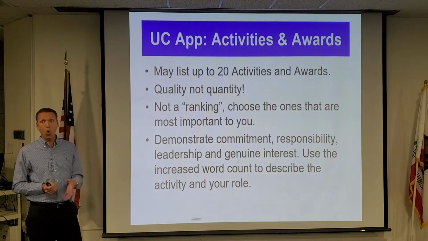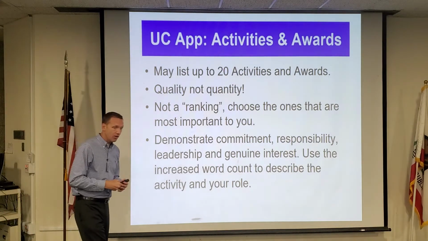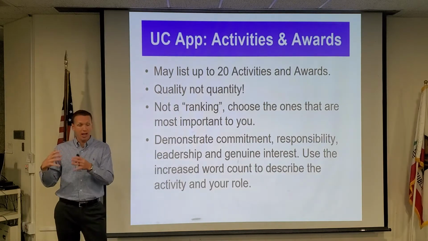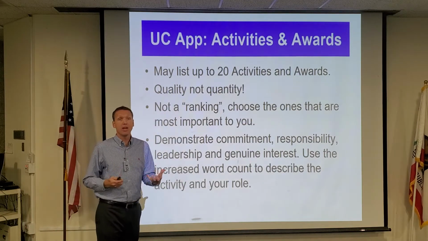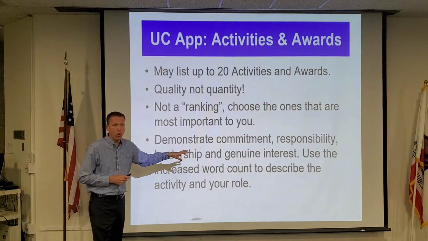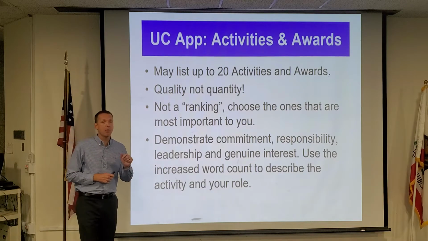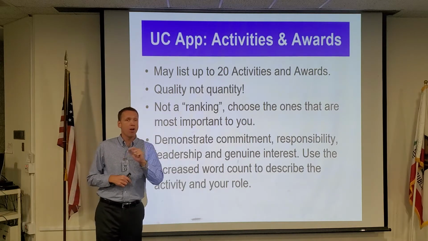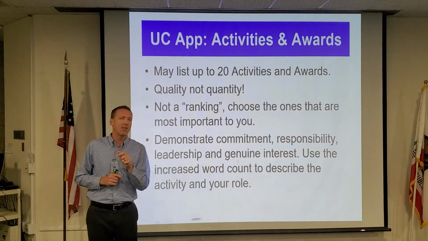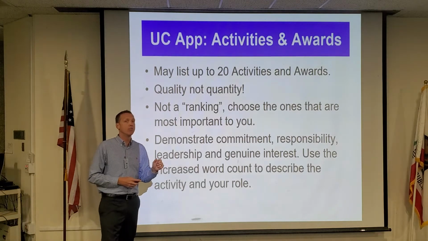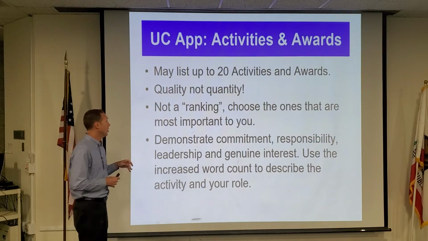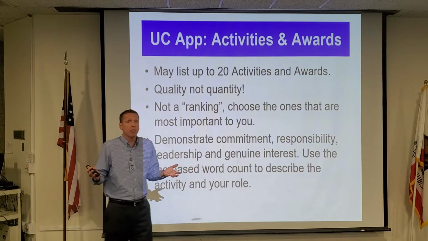You can list up to 20, okay? Now, don't sit there and think, I now need to come up with 20 extracurricular activities that I've participated in throughout high school. That's not what they're talking about. They allow you up to 20. But look at that second point, and they really hammer this home. They want quality. They don't want a bunch of flim-flammy fluff that they can read and say, this is kind of a stretch. I wonder if this kid really was involved in this activity. They want quality, okay? It's also not a ranking. Choose the ones that are most important to you.